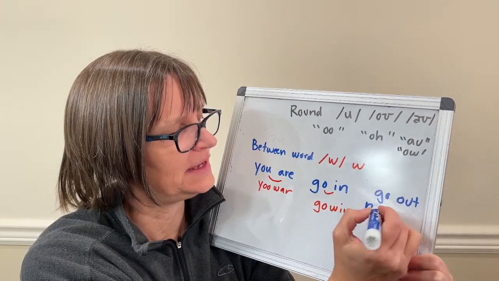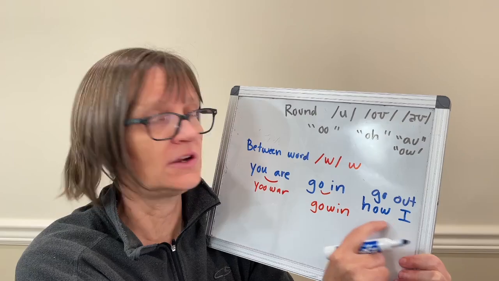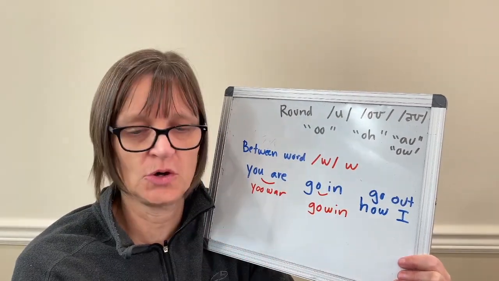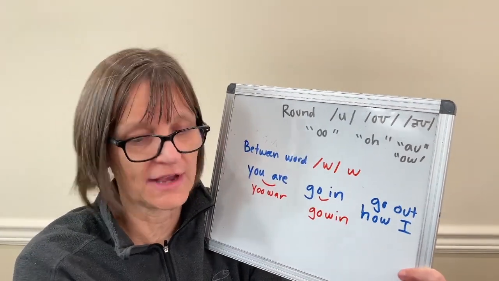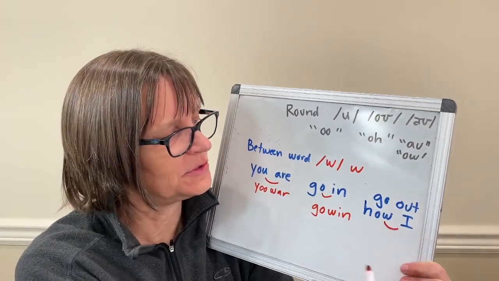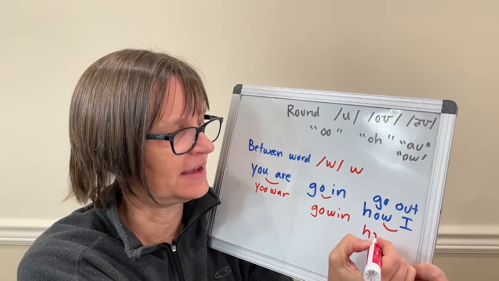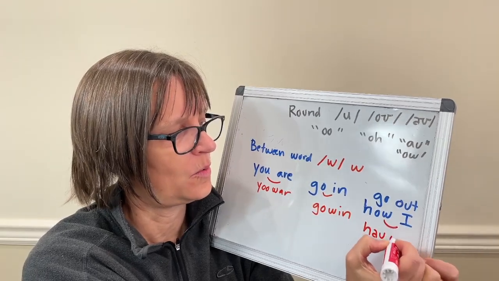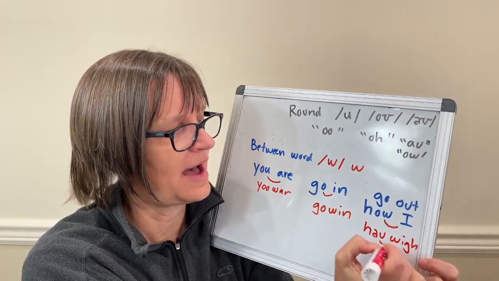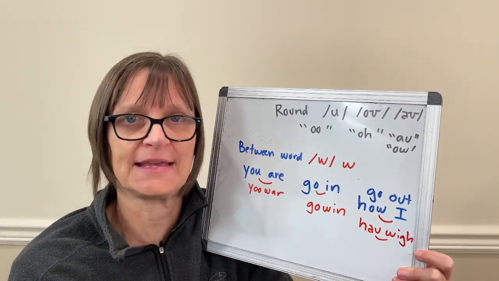Another example would be how I. And here in how I know, we actually spell how with the letter W there as well. And so you can think of it as that W kind of jumping to the next word. It sounds like how, why. How I know, how I do it, how I say it.